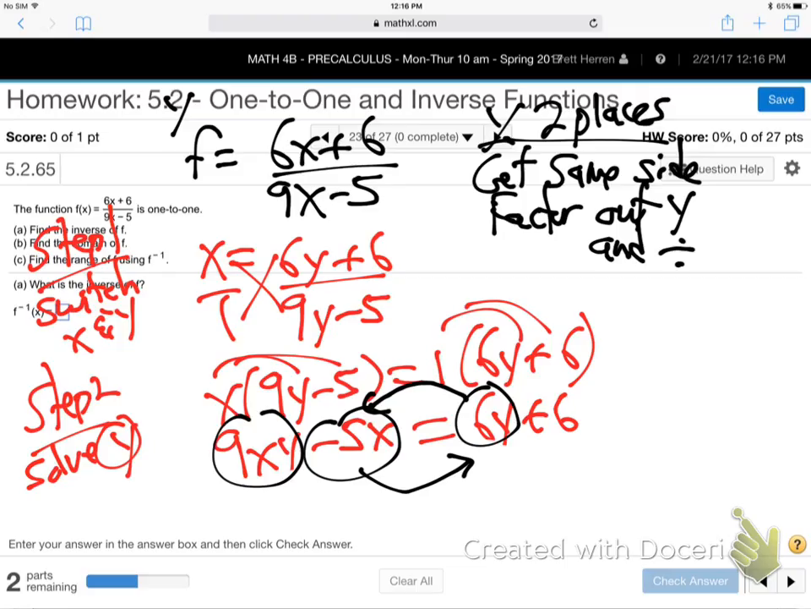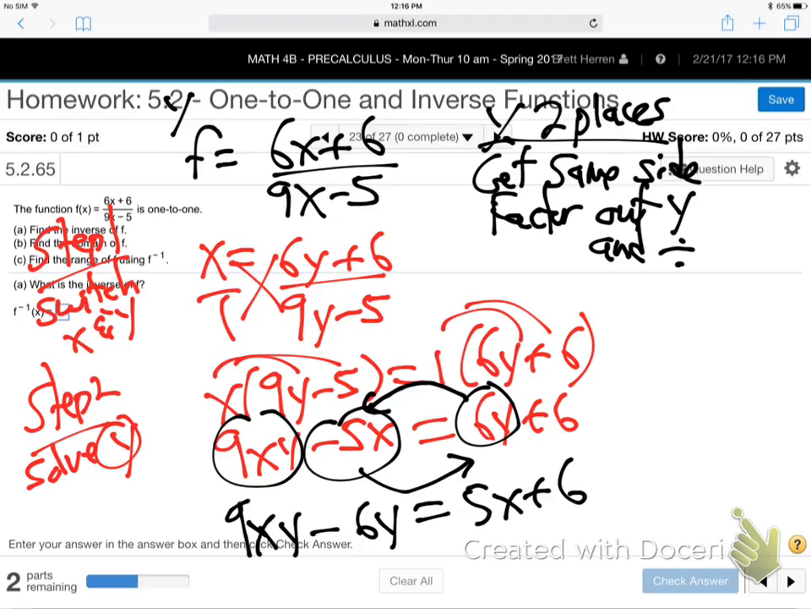Now, you know what happens when something jumps over the equal sign, right? What changes? The sign in front. I'm just doing a shortcut. I'm basically adding 5x to both sides and subtracting 6y from both sides in a quick way. So 9xy minus, that'll become a minus 6y when it jumps over. And the negative 5x, when it jumps over, will become a positive 5x. See what we did there?